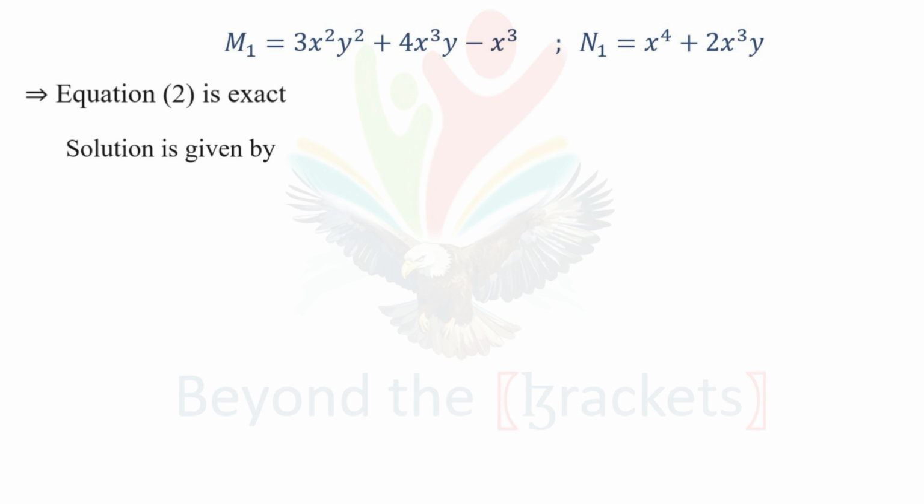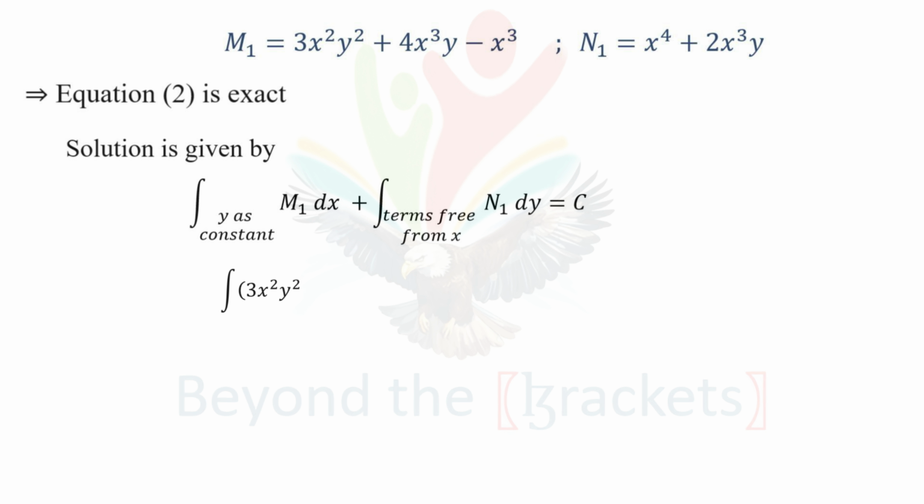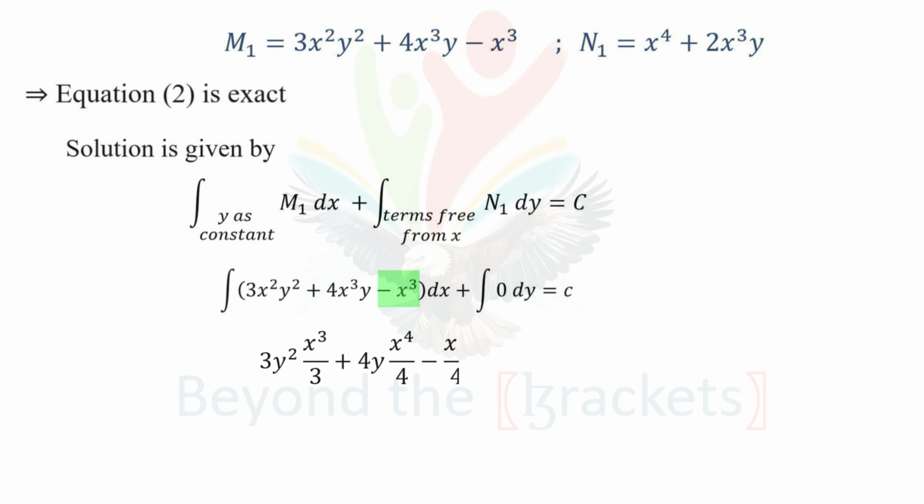Solution is given by integral m1 dx treating y as constant plus integral n1 dy considering the terms free from x is equal to c. Substituting the values of m1 in the first integral, for the second integral we observe that there is no term that is free from x, so second integral becomes 0. Integrating the first integral with respect to x, for the first term 3y square is constant, integration of x square will be x cube by 3. The second term 4y will be constant, integration of x cube will be x power 4 by 4. The third term integration of x cube will be x power 4 by 4.